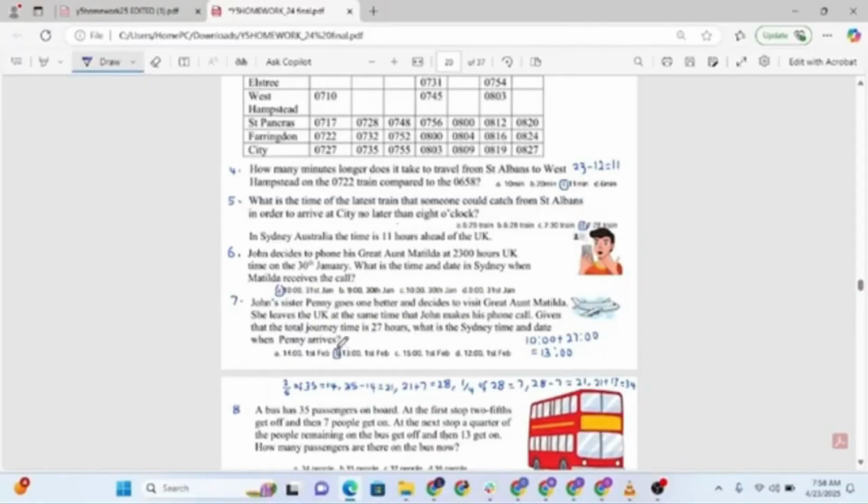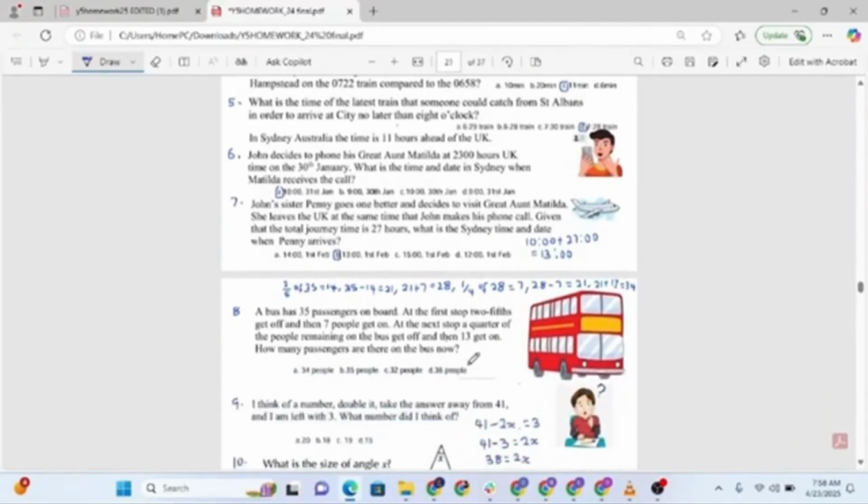Explanation. From question 6, we know that at 2300 hours on the 30th of January in the United Kingdom, the time in Sydney is 1000 hours on the 31st of January. Now we add 27 hours to 1000 hours on the 31st of January. 1000 hours plus 24 hours takes us to 1000 hours on the 1st of February. Then add the remaining 3 hours. 1000 hours plus 3 hours equals 1300 hours. Therefore, Penny arrives in Sydney at 1300 hours on the 1st of February.